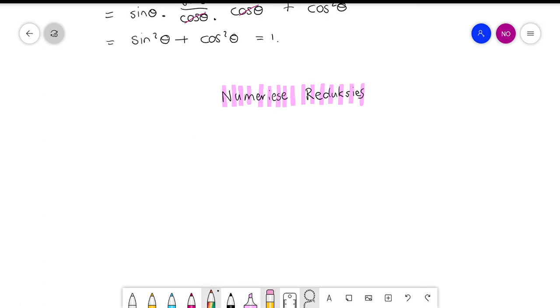Okay. First step, identify the quadrant.